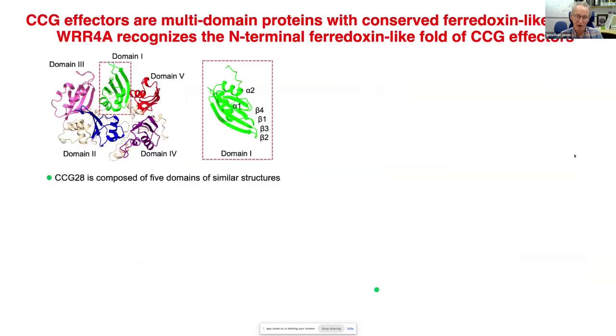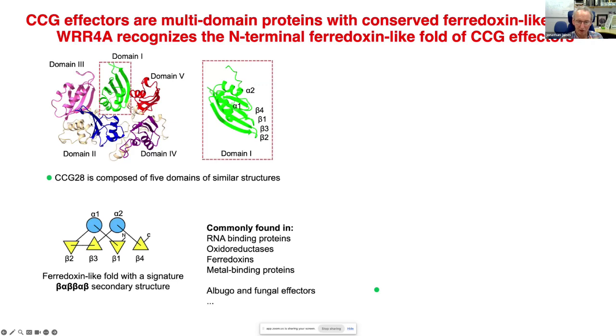So what are these CCGs? Well, we were stuck for a very long time. Then AlphaFold came along, and we could predict structures for these CCGs, and they actually have multiple ferredoxin-like folds. And ferredoxin-like folds are found in a number of proteins, but they're also found in fungal effectors as well as Albugo effectors.